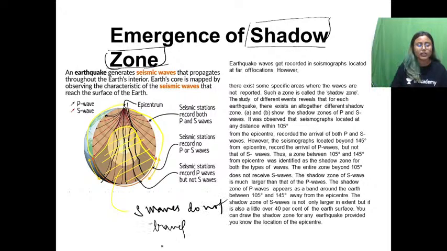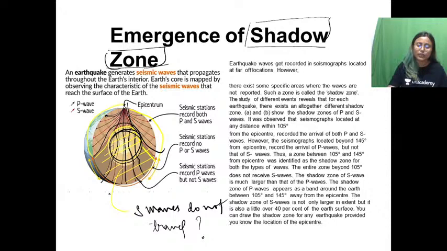Now, why do they not travel beyond this point? Because probably after this point the core starts, and probably there is liquid, and we already know that S waves cannot travel through liquid, so we are unable to record the seismic waves after this point, correct?